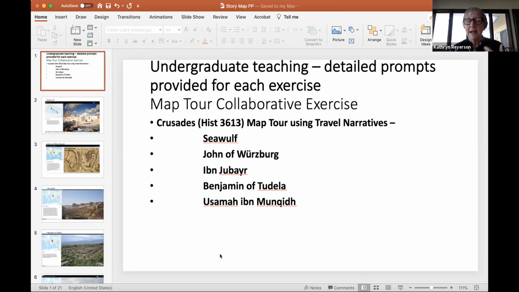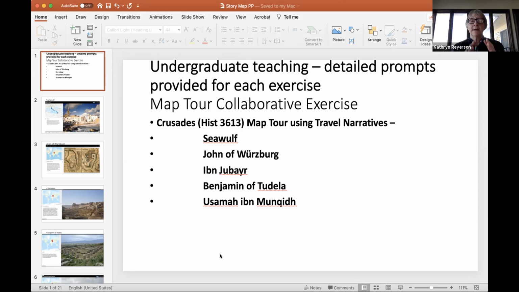Ceolwulf was a Scandinavian traveler and pilgrim. John of Würzburg, a German pilgrim, 12th century always. Ibn Jubair is a very prominent Muslim geographer. Benjamin of Tudela was a Jewish traveler, and Usama ibn Munqidh was a lord in territories bordering the Crusader states in the Near East. Shaizar in particular is the territory his family was associated with.